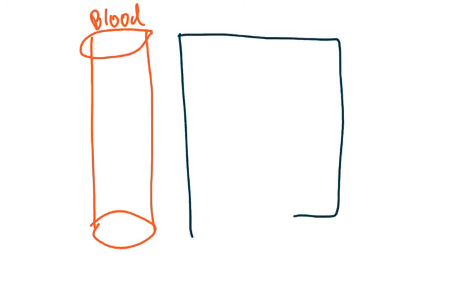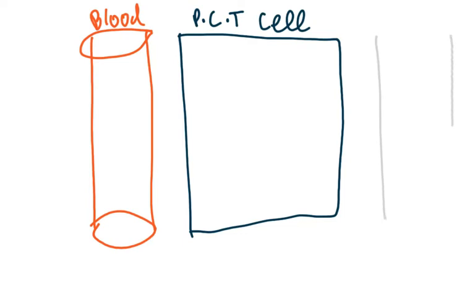So we have our blood again, our blood in the peritubular capillary, like so. Let's label this as our blood. And then we have our proximal convoluted tubule cell here, and then we have the lumen of our proximal convoluted tubule. We have a transporter here on the apical side of the proximal convoluted tubule cell that's responsible for bringing sodium in, from high to low concentration.